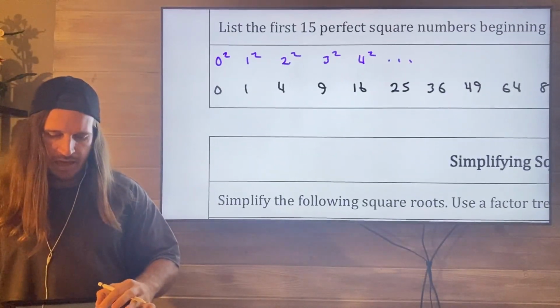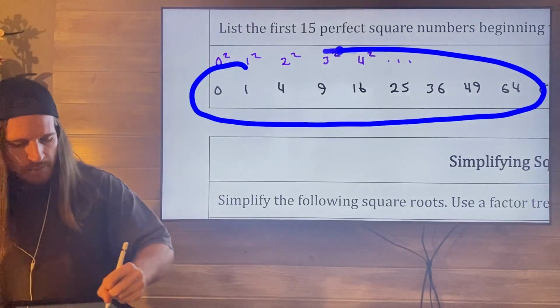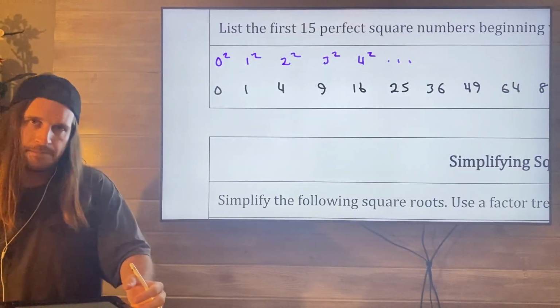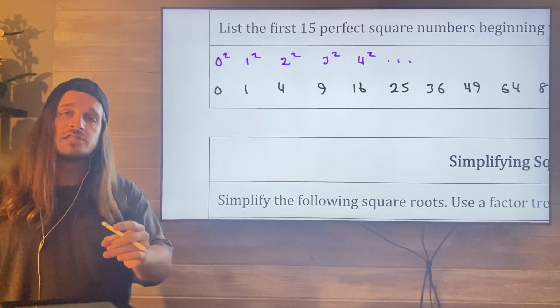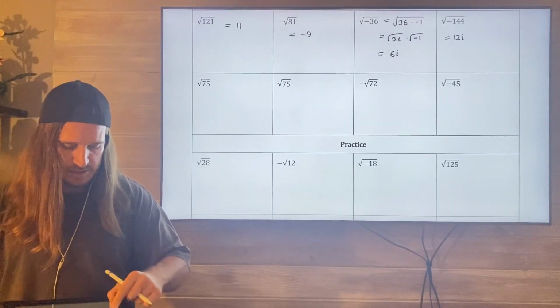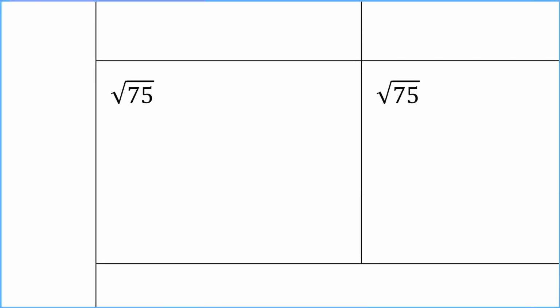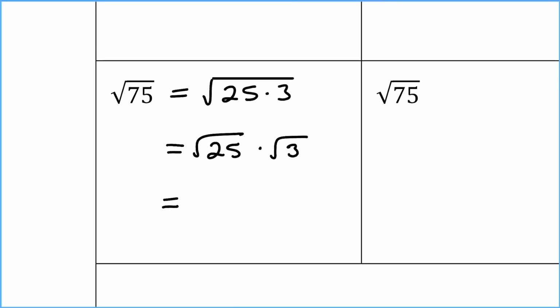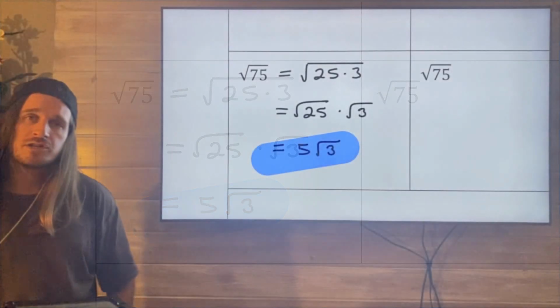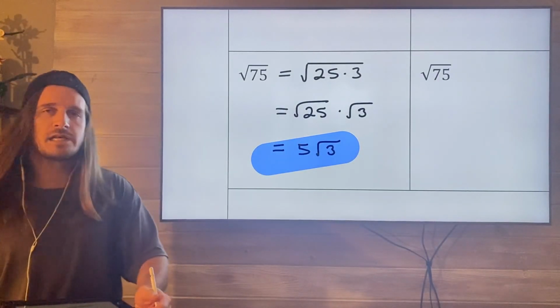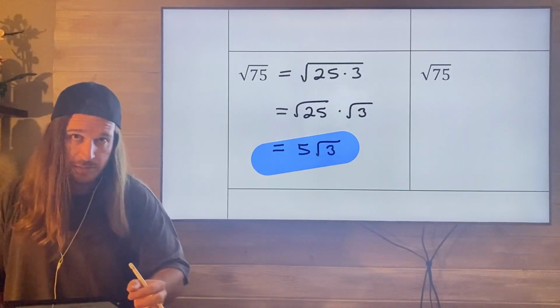I want you to take a minute here and think. 75 is divisible by which of these numbers? 25. 75 is divisible by 25. We're going to use that to make our lives a little bit easier. So 75 is 25 times 3, and that's how you're going to split it up. Break it apart: the square root of 25 is 5, and root 3 is just root 3. You leave your answer like that. That's how you simplify the square root of a non-perfect square. Pull out a perfect square number, but you have to know what your perfect square numbers are.